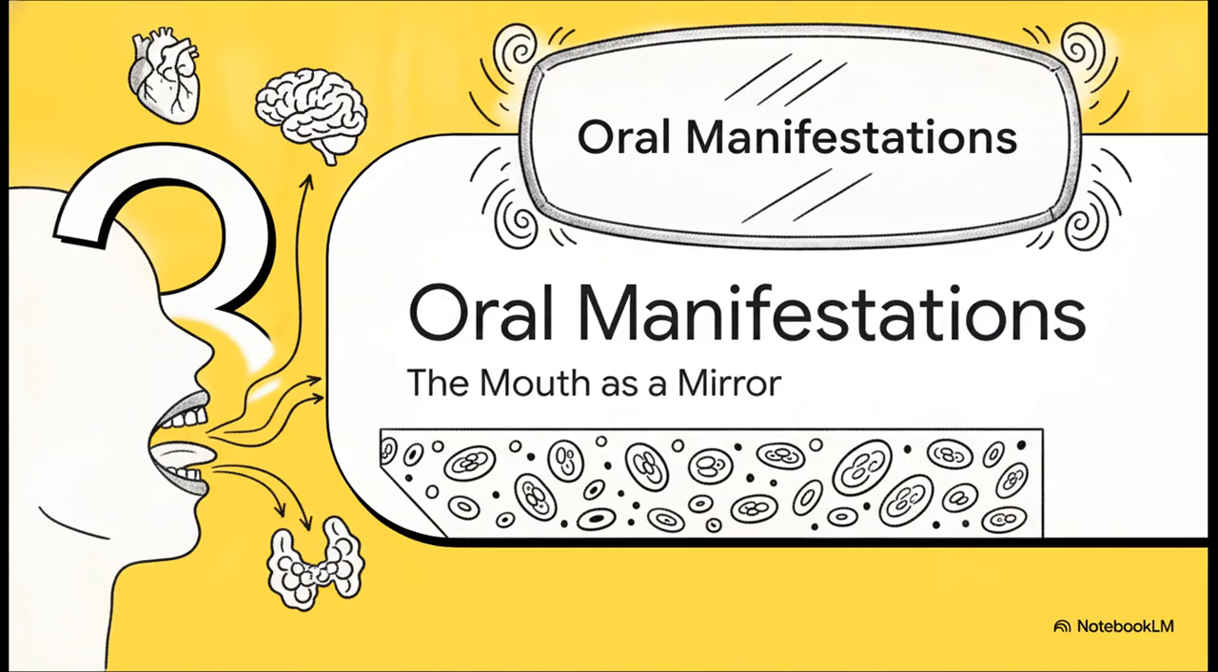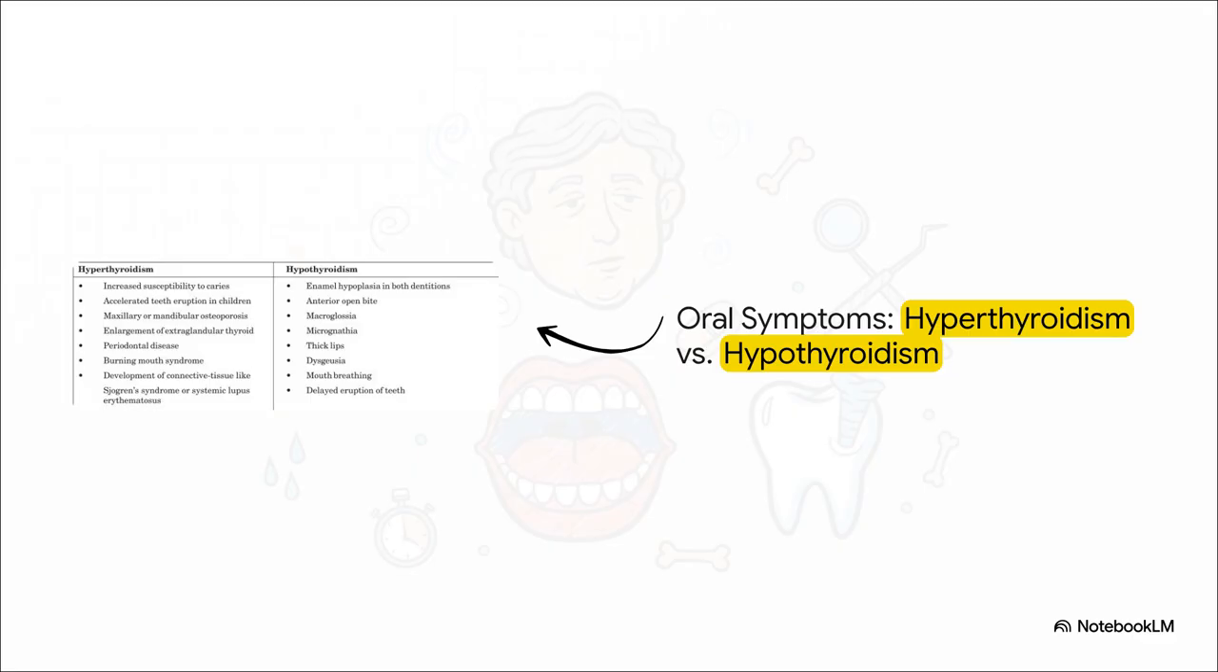All right, Section 3, Uncovering Oral Manifestations. This is where we truly view the mouth as a mirror to the body. Now, this is where it gets really interesting for us. How does this systemic crash actually present locally in the stomatognathic system? Think about the contrast here.